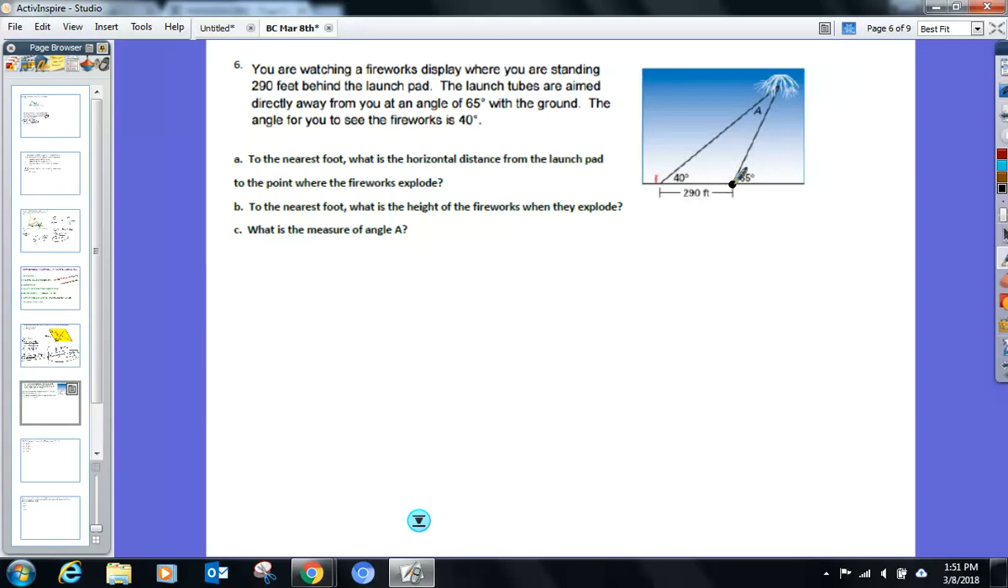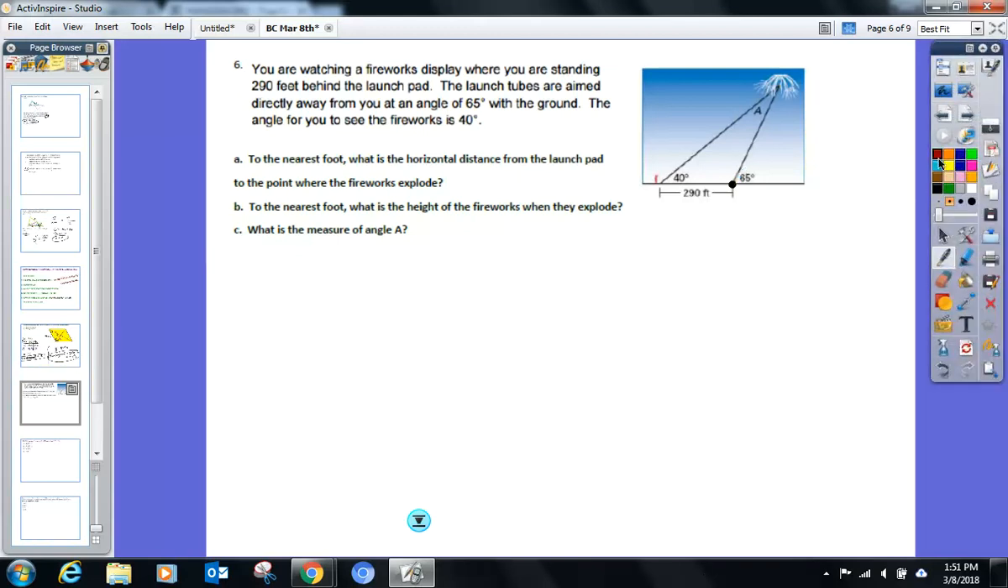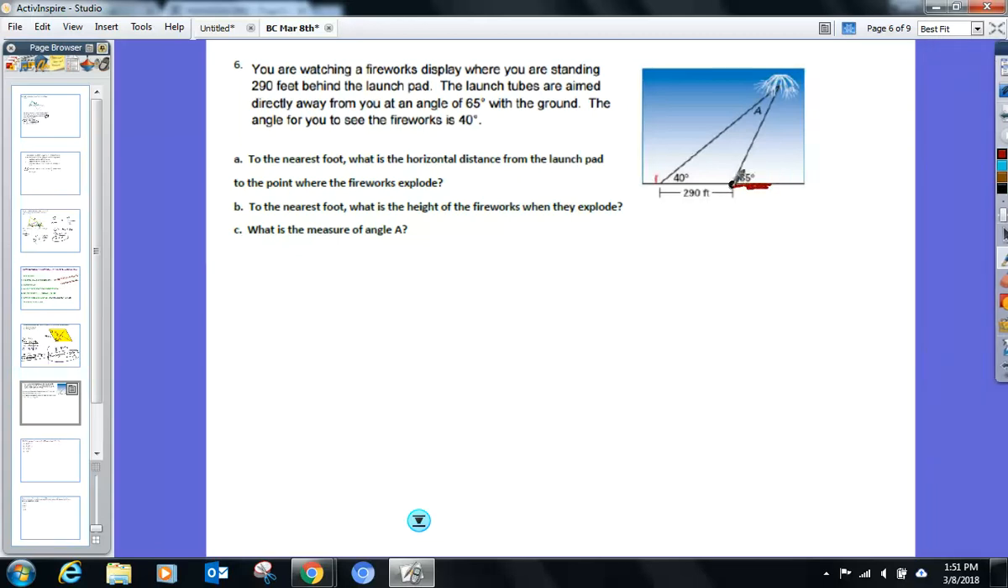Then they tell you they shoot them off at 65 degrees and you're viewing it at 40 degrees. Okay, so part A. Nearest foot, what's the horizontal distance from the launch pad to the point where they explode? That's not on here right now, is it? Read the problem again. The horizontal distance from the launch pad to the point where they explode. I didn't draw that in for you. Everyone see what I'm looking for here? This distance right here. I'll call it A since it's part A.